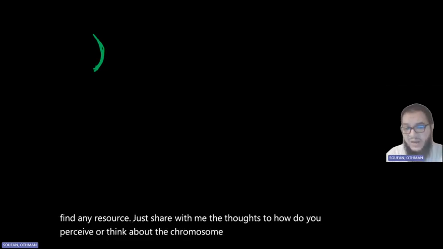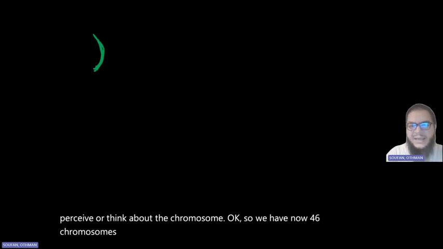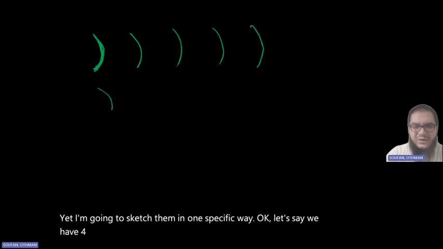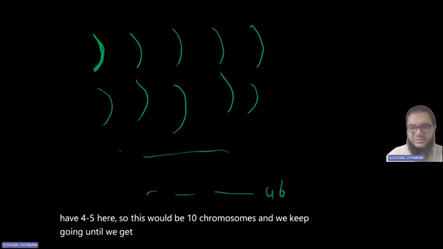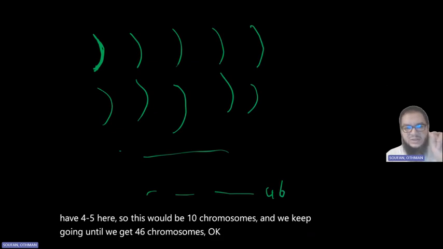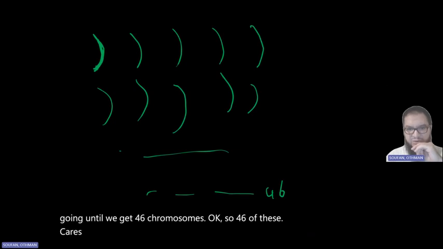Okay, so we have now 46 chromosomes. Yet I'm going to sketch them in one specific way. Let's say we have 4, 5 here. So these would be 10 chromosomes, and we keep going until we get 46 chromosomes. So 46 of these curves that I have drawn here.